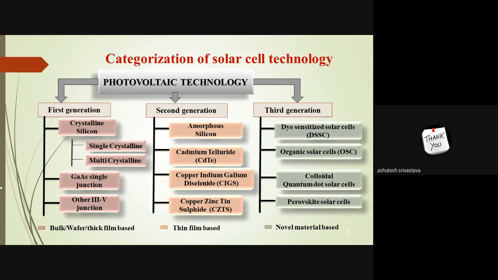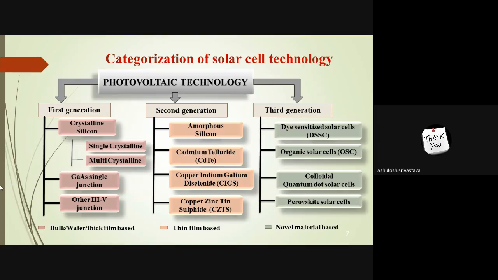Now, when it comes to second generation solar cells, the basic quality of this generation was that it always comprised a thin film wafer. Earlier, silicon or gallium arsenide used to be present in the form of a bulk, meaning a very thick layer of material, whereas the second generation comprises thin film based materials. There are four basic and very prominent technologies in this second generation. They are amorphous silicon, because earlier we had crystalline silicon in a thick film form, then cadmium telluride technology, and CIGS, that is, copper indium gallium diselenide technology.